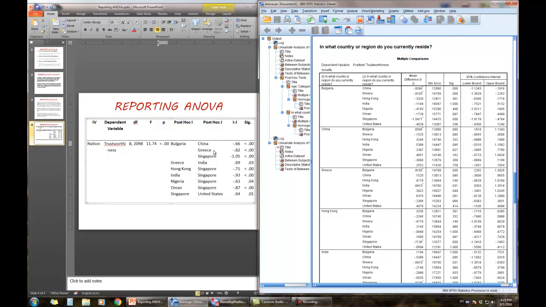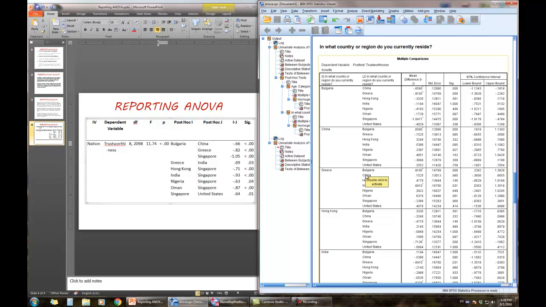we can see that Bulgaria only has major differences from China, Greece, and Singapore. So we report those, we report the mean difference, the I minus J, and we report the significance levels for each of those. So less than 0.00 for each of those. However, as we move down to China, we can see that the only country that it had a significant difference from was in fact Bulgaria. We've already reported the difference between China and Bulgaria, so it doesn't come up here in our test again.